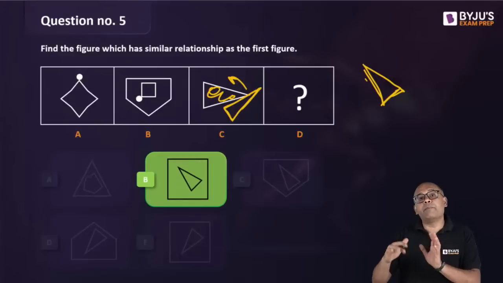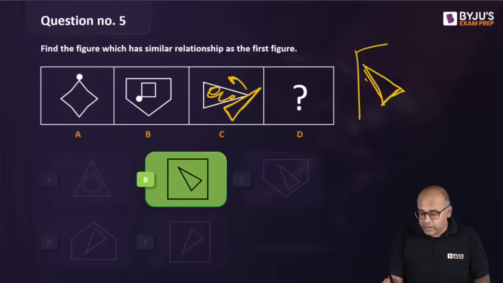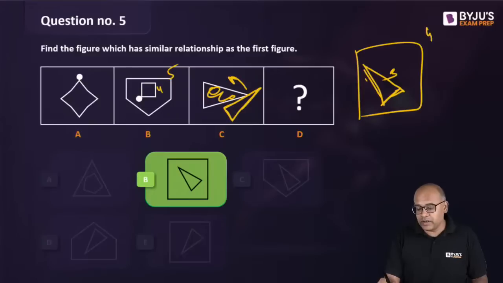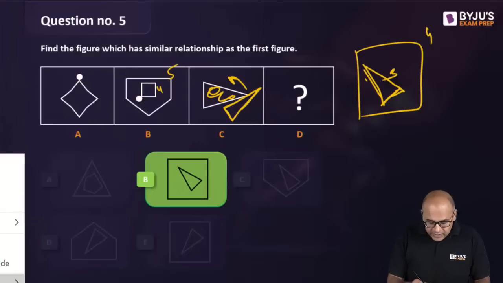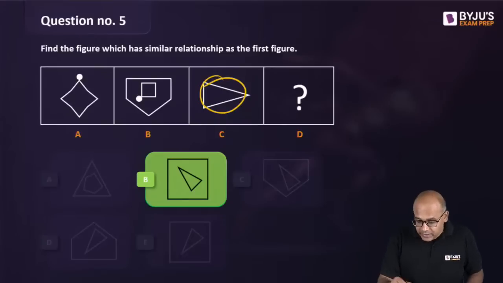And outside will be +1. So the number of sides inside, +1 is outside. So outside should be a square, because inside 4, outside 5. Inside 3, outside should be 4. So this is something erroneous from our side. Sorry about this. This figure should have been like this, in this orientation.